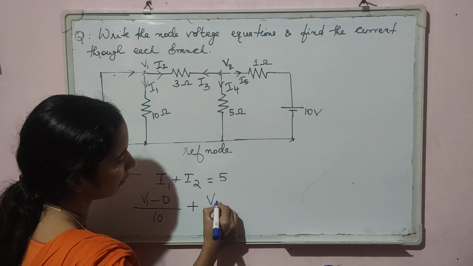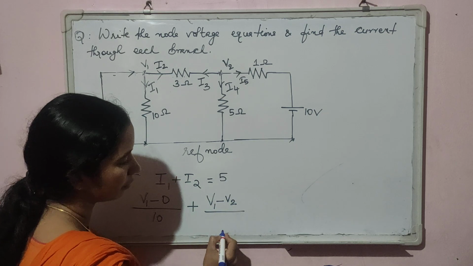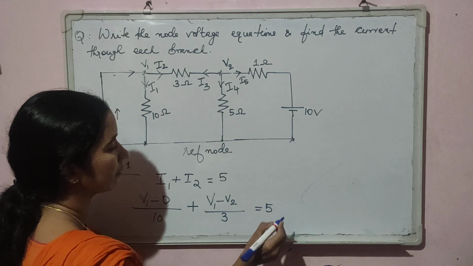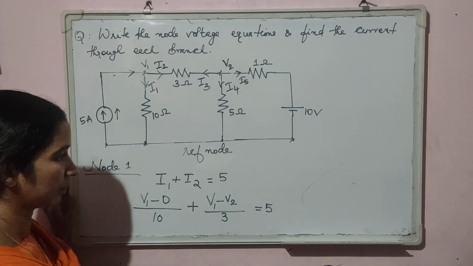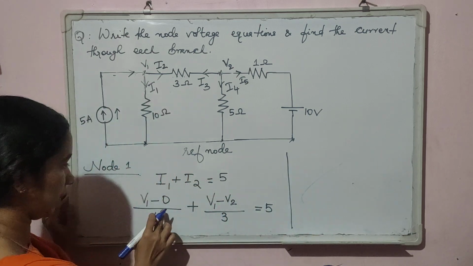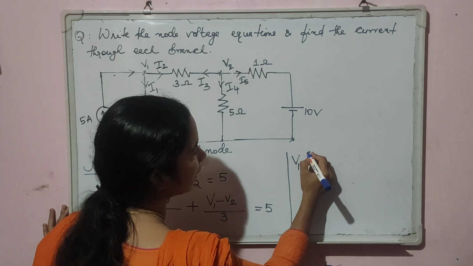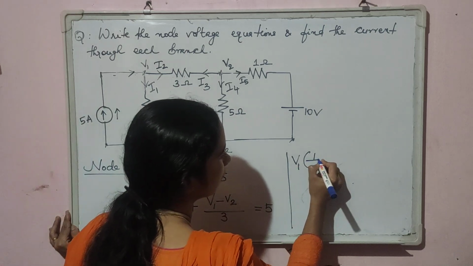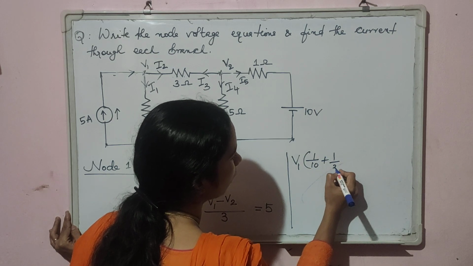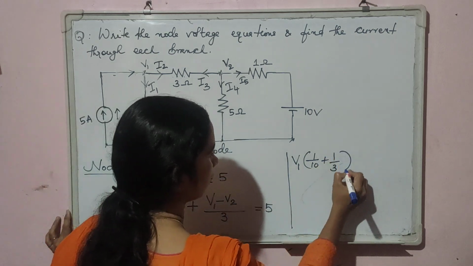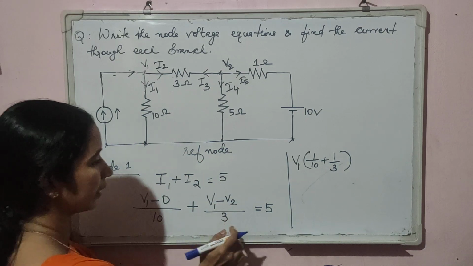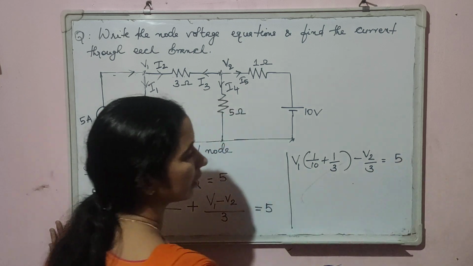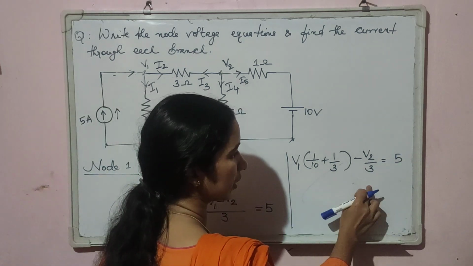So I2 is V1 minus V2 divided by the resistance of the branch, which is 3 ohm, which is equal to 5. Now simplify the equation. I am going to take V1 as common outside. So V1 into 1 by 10 plus 1 by 3, minus V2 divided by 3 is equal to 5. Now rearrange the equation.